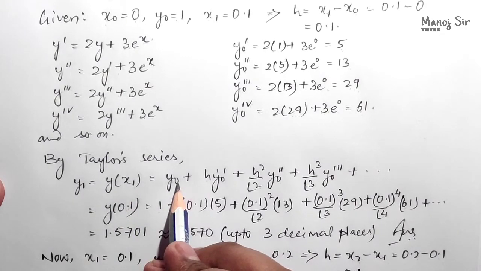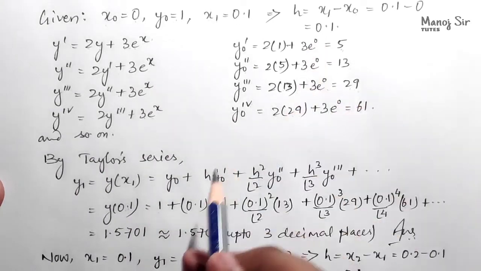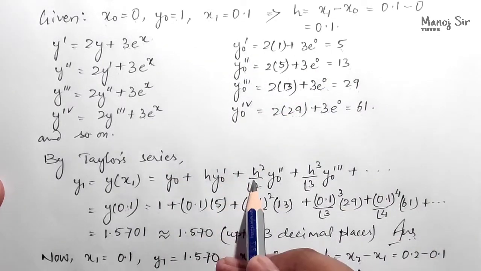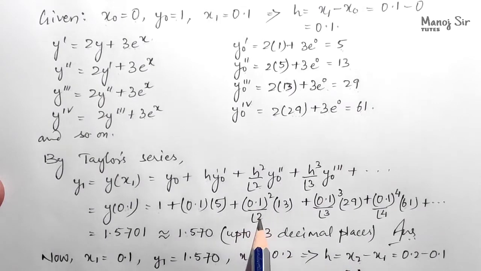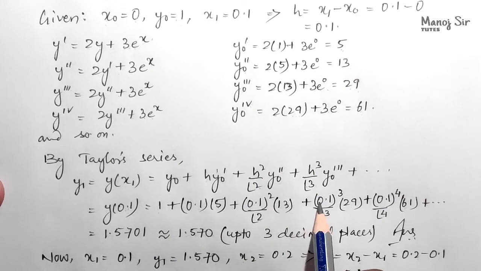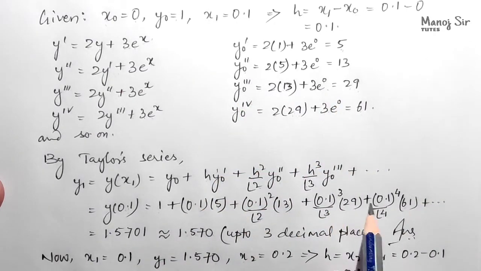What is y naught given in the problem? That is 1. So 1 plus, what is h? That is 0.1, so 0.1 into y naught dash, that is 5, plus h square upon factorial 2, that is 0.1 whole square upon factorial 2 into y naught double dash, that is 13, plus h cube upon factorial 3, that is 0.1 whole cube upon factorial 3 into y naught triple dash, that is 29, plus h to the power 4 upon factorial 4 into y naught quadruple dash, that is 0.1 power 4 upon factorial 4 into 61 plus dot dot dot.